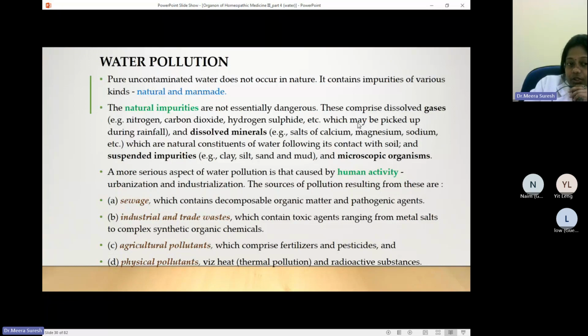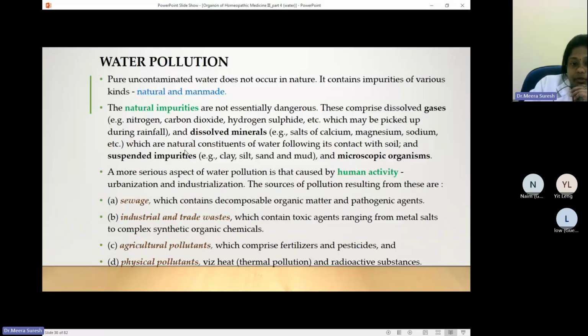It may be dissolved gases like nitrogen, carbon dioxide, hydrogen sulfide, which may be picked up during rainfall. And if it is hydrogen sulfide, it is a bit dangerous. Not that the person will be killed immediately. That might be the meaning of saying it is not essentially dangerous. Or it can be the dissolved minerals, the calcium, magnesium, sodium, etc. These minerals make it hard in taste.